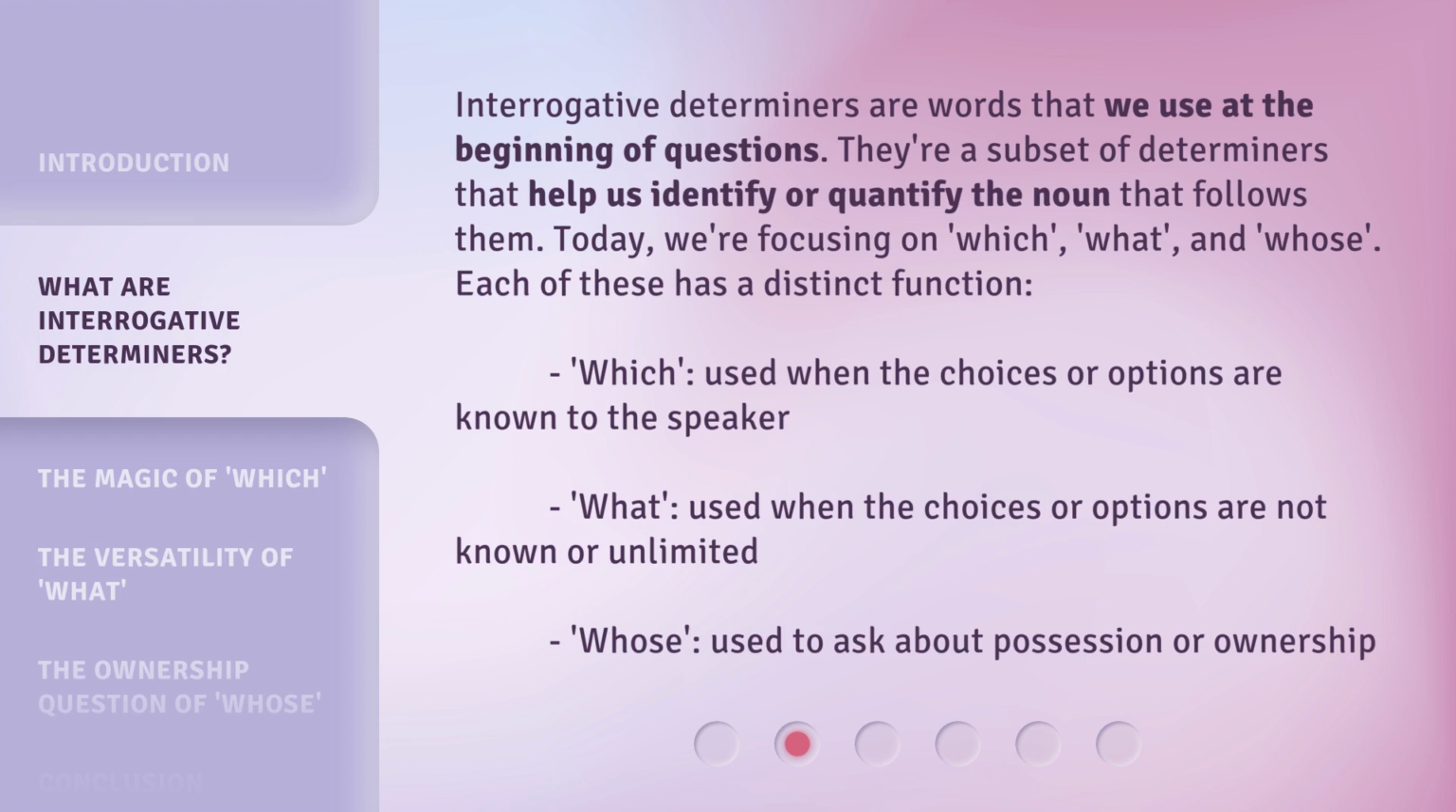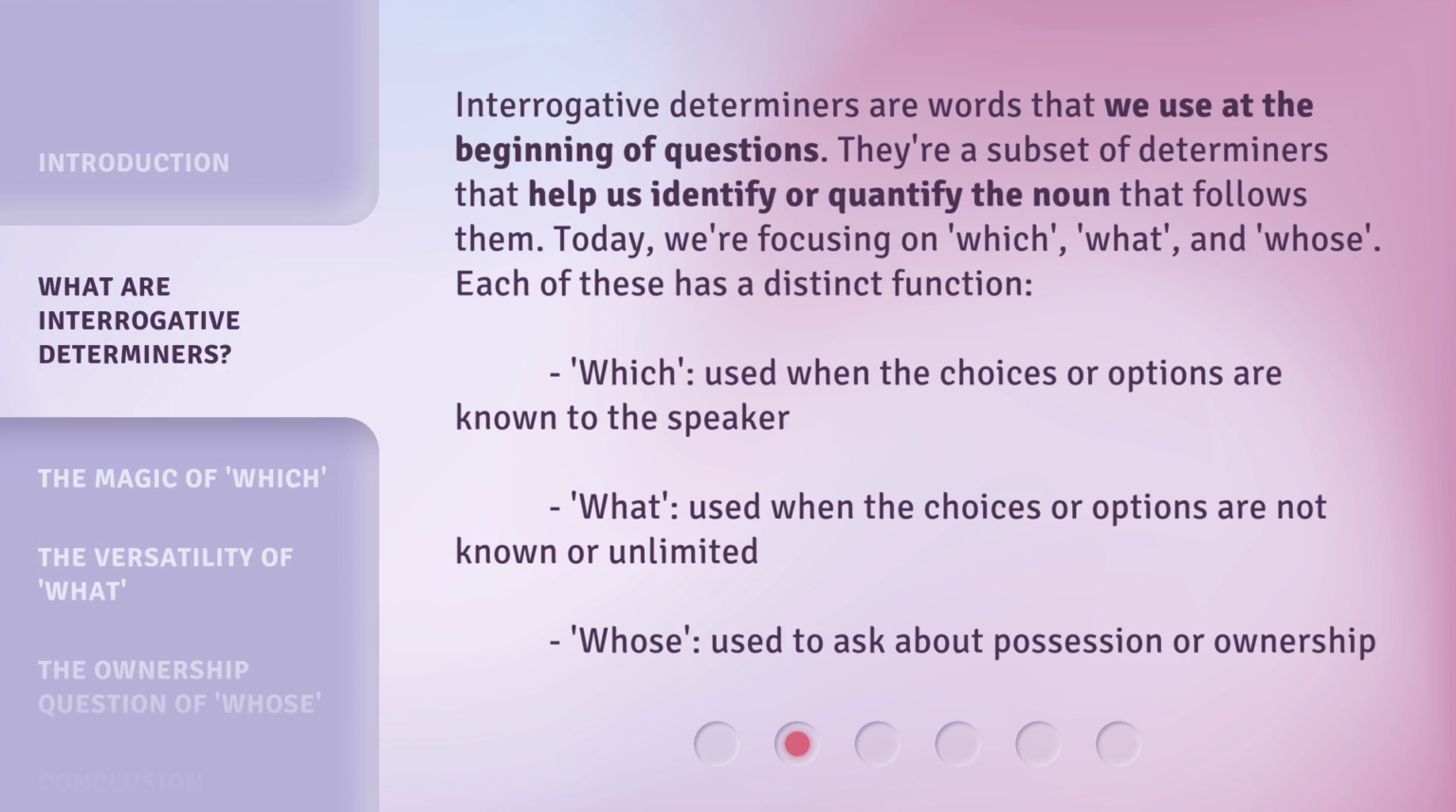Interrogative determiners are words that we use at the beginning of questions. They're a subset of determiners that help us identify or quantify the noun that follows them. Today, we're focusing on which, what, and whose. Each of these has a distinct function.